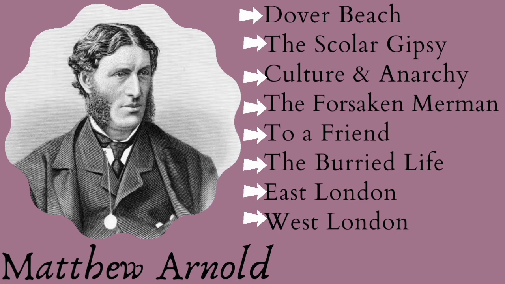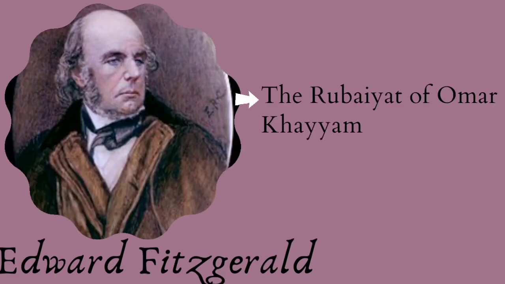Matthew Arnold. Arnold was born on December 24, 1822 and died on April 15, 1888. He was elected Professor of Poetry at Oxford in 1857. Arnold has been characterized as a sage writer, a type of writer who satisfies and instructs the reader on contemporary social issues. Matthew Arnold's major works are Dover Beach, The Scholar Gypsy, Culture and Anarchy, The Forsaken Merman, To a Friend, The Buried Life, East London, West London, and many more.